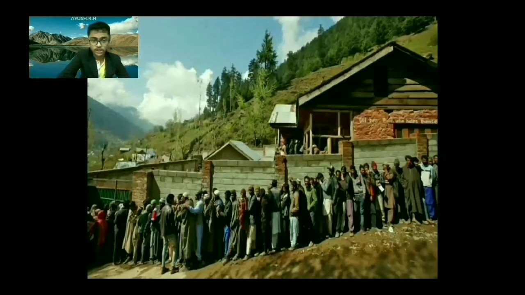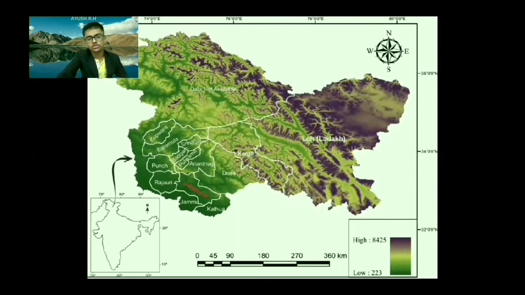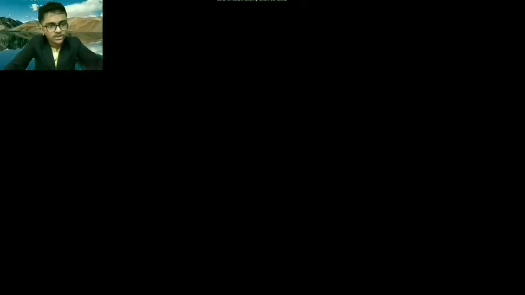So let's see the population of Jammu Kashmir. This is the population of Jammu Kashmir. We can see that the maximum population stays in Ladakh, and normally less population stays in Jammu and Kashmir. Its total population is around 1.01 crore. This was the end, and now my friend and Bhavik will give some more information.